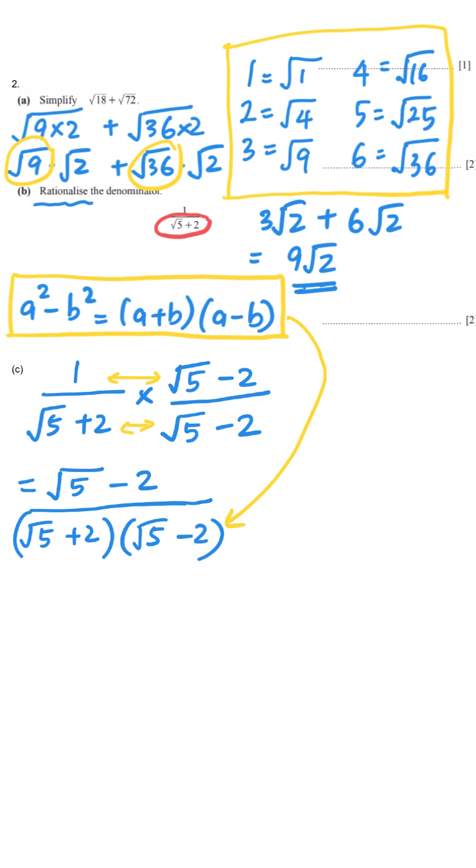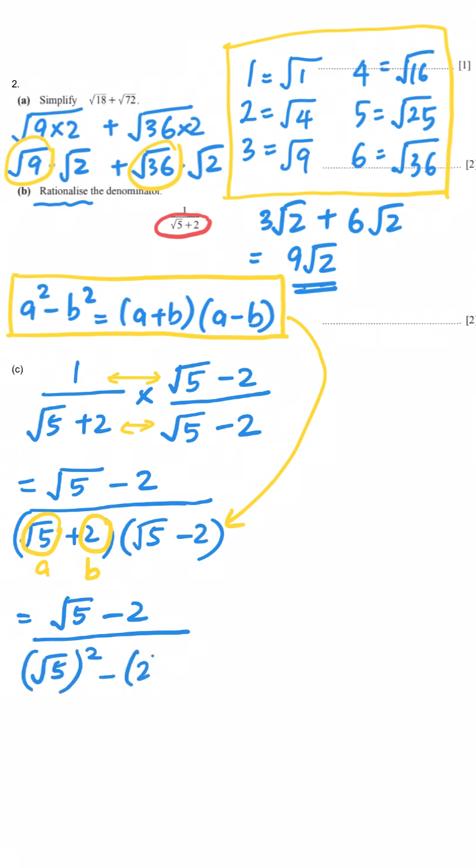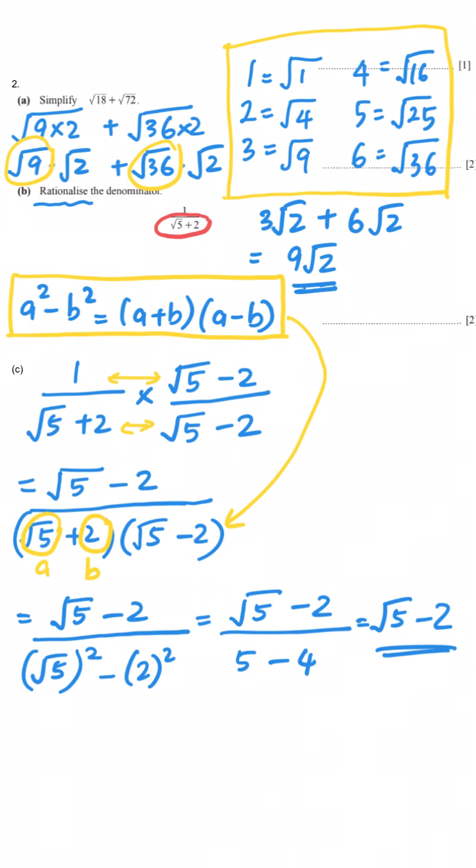So we're going to apply this rule down here. Look carefully: this is the A and this is the B, and the operation is minus. So (√5 − 2) over (√5)² − 2². Now we start to evaluate it. √5 squared is 5, 2 squared is 4, which makes the denominator 1, a nice number. So the answer is √5 − 2. So simple, yeah? Alright, so next question.